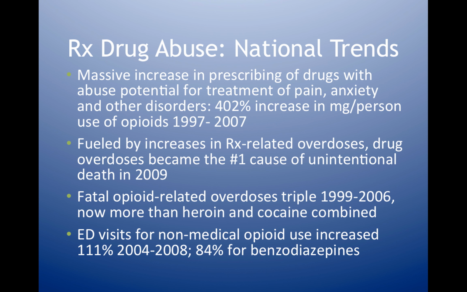So, some of the national trends with prescription misuse and drug abuse. There's been a massive increase in prescribing of drugs with abuse potential for treatment of pain, anxiety, and other disorders. From 1997 to 2007, there was a 402% increase in milligrams per person of use of opioids. Fueled by increases in prescription-related overdoses, drug overdoses were the number one cause of unintentional death in 2009. Fatal opioid-related overdoses tripled from 1999 to 2006, now more than heroin and cocaine combined. And emergency room visits for non-medical opioid use increased 111% from 2004 to 2008, and 84% for benzodiazepines. So, of course, the benzodiazepine-opioid combination has also driven some of that trend.